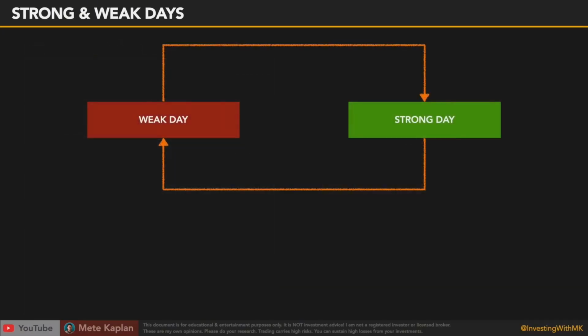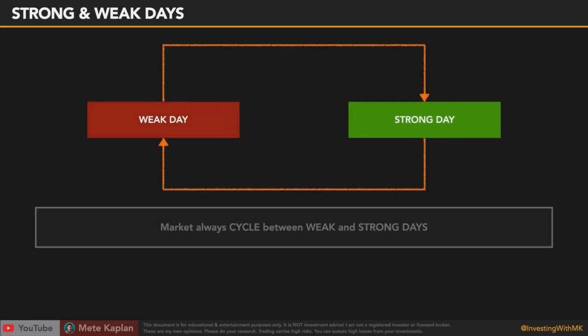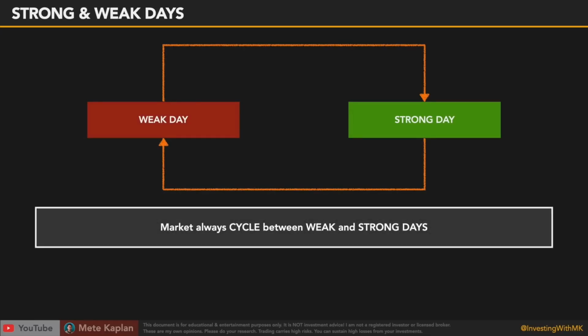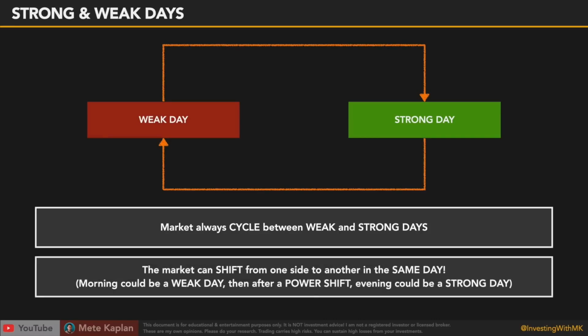Okay, let's remember again. Yin and yang, buyers and sellers, weak day or strong day. Market always cycles between these. One side cannot be dominant to the other side forever. Both sides need each other to exist. Also remember this very well. Market can shift on the same day. You woke up, made a cup of coffee, opened the charts, and the whole world is crashing. You went for a walk and got back 2 hours later, and the entire world may be rallying. No one knows what will happen.